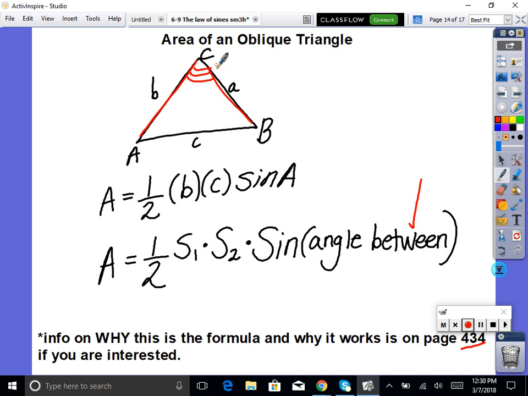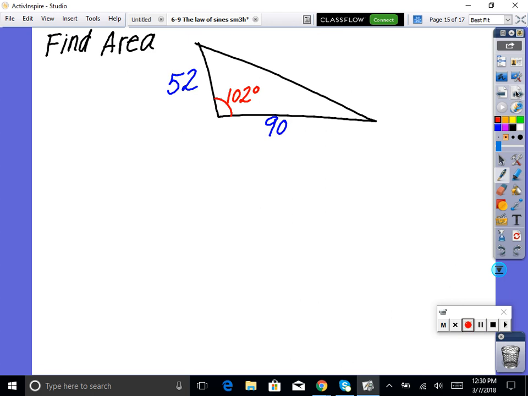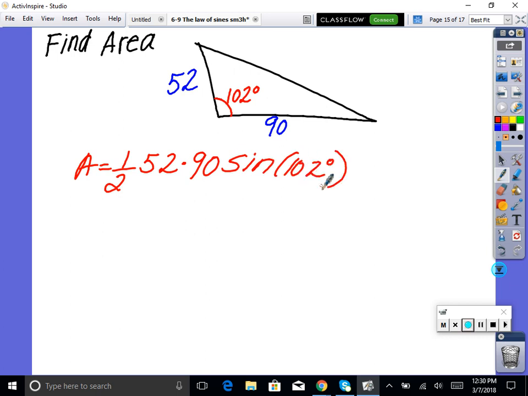So let's look at an example. Oh, look at this. Find the area. It's not a right triangle. We have 2 sides and an angle in between. So you'd say our area is going to be 1/2 times side 1 times side 2 times sine of the angle in between. And you would just type it directly into your calculator.